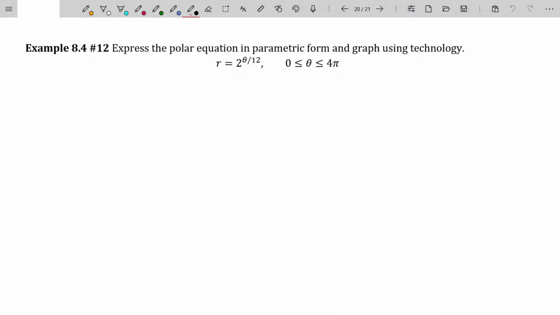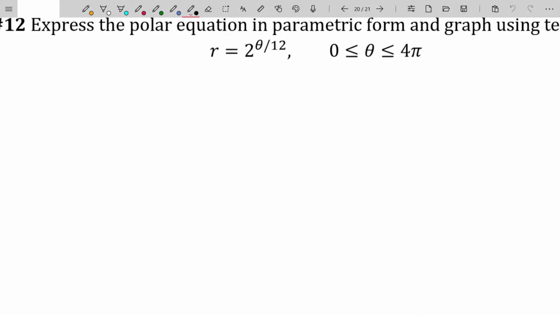Express the polar equation in parametric form and then graph it using technology. Okay, so I know that in polars, the x value is r cosine of theta. So instead of thetas though, I'm going to use t's, just because we're going to switch over to parametrics. And remember, r is also a function of t. So I'm going to say it this way: r of t cosine of t.